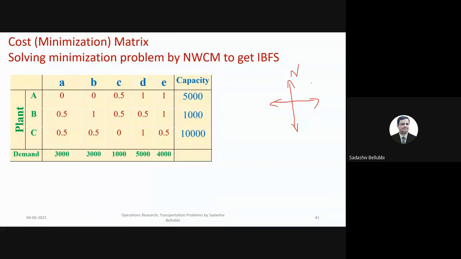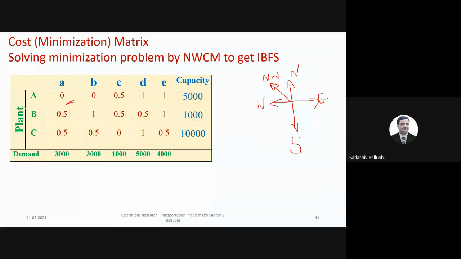Northwest corner in the sense: this is the north, this is the east, this is the south, this is the west. This will be the northwest, so the left top will be the northwest corner. In this matrix, the northwest corner will be capital A and small a.